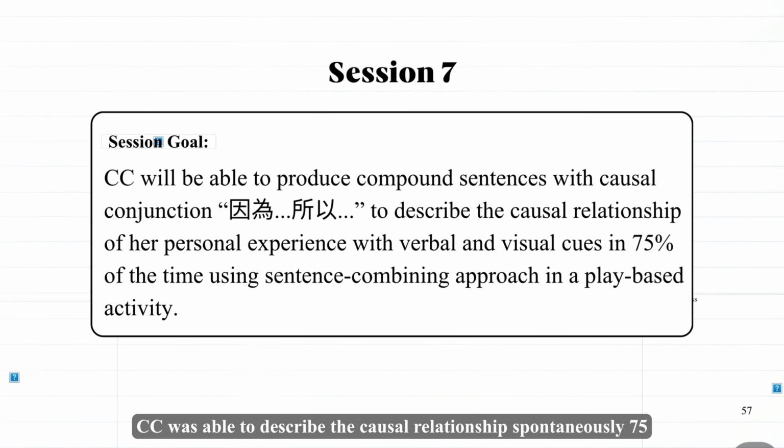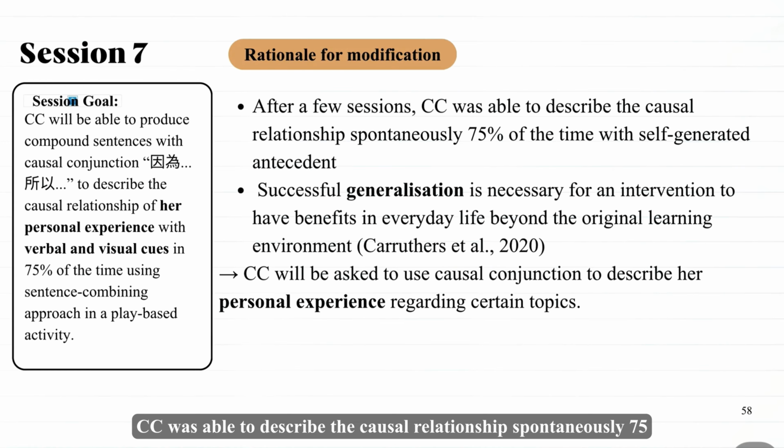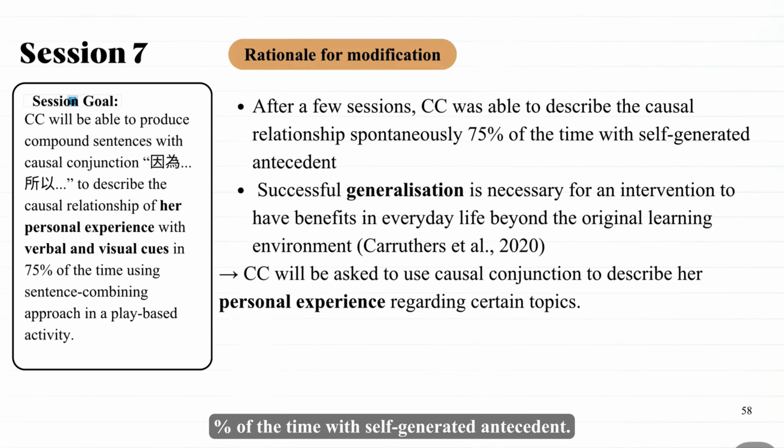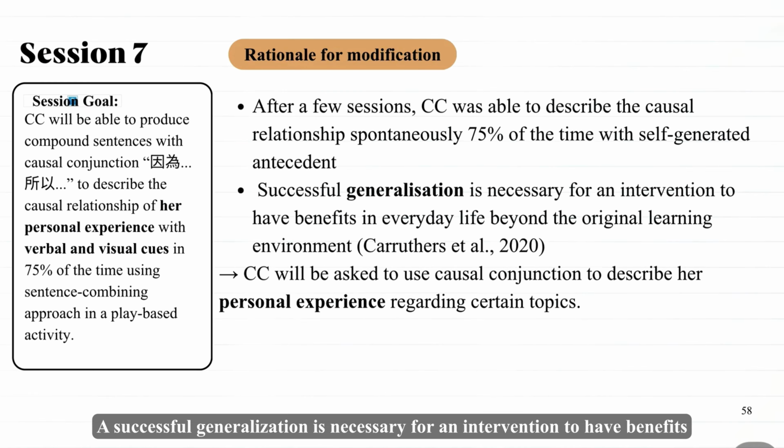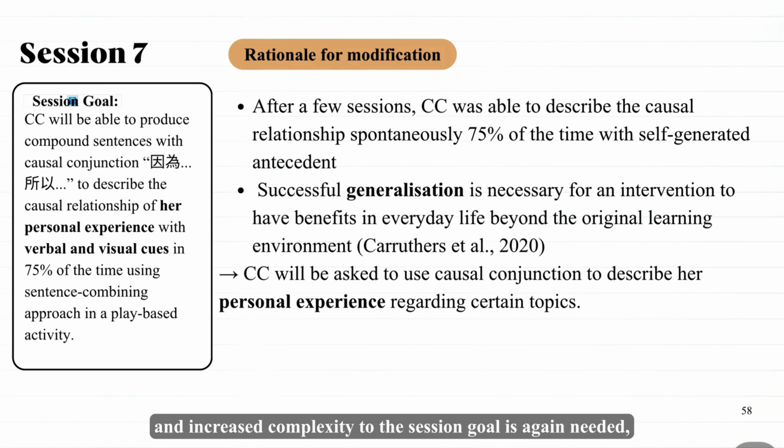After a few sessions, CC was able to describe the causal relationship spontaneously 75% of the time with self-generated antecedents. From research, a successful generalization is necessary for an intervention to have benefits in everyday life beyond the original learning environment, and increased complexity to the session goal is again needed, in which CC will be asked to use causal conjunctions to describe her personal experience regarding certain topics from session 7.